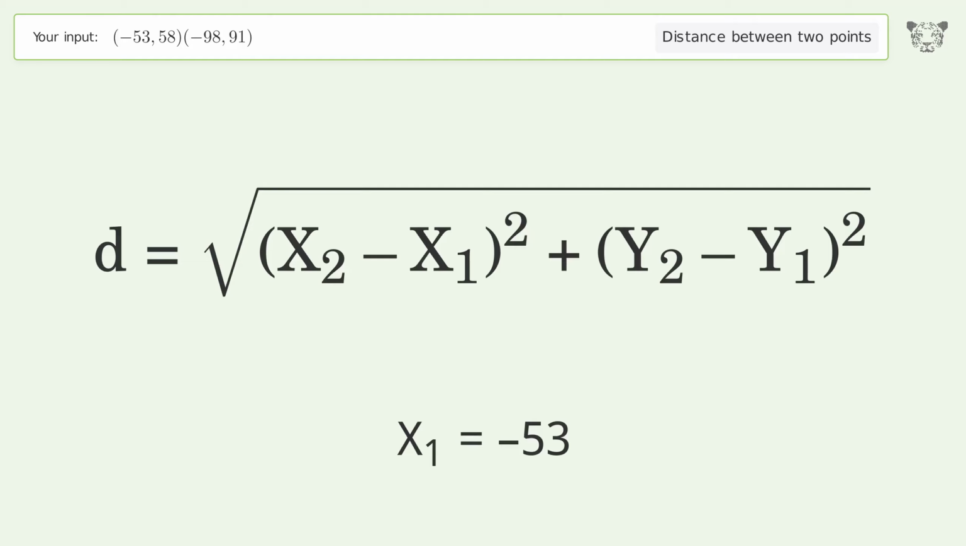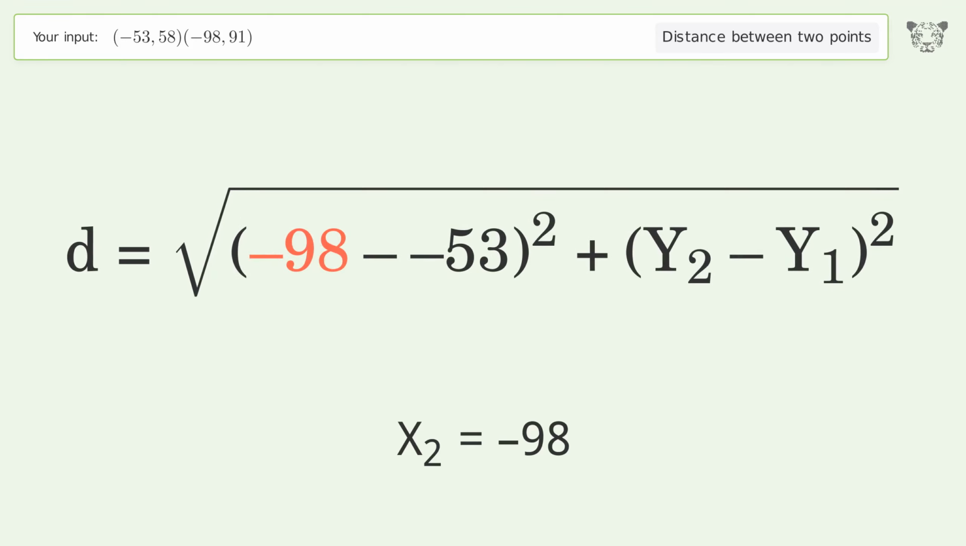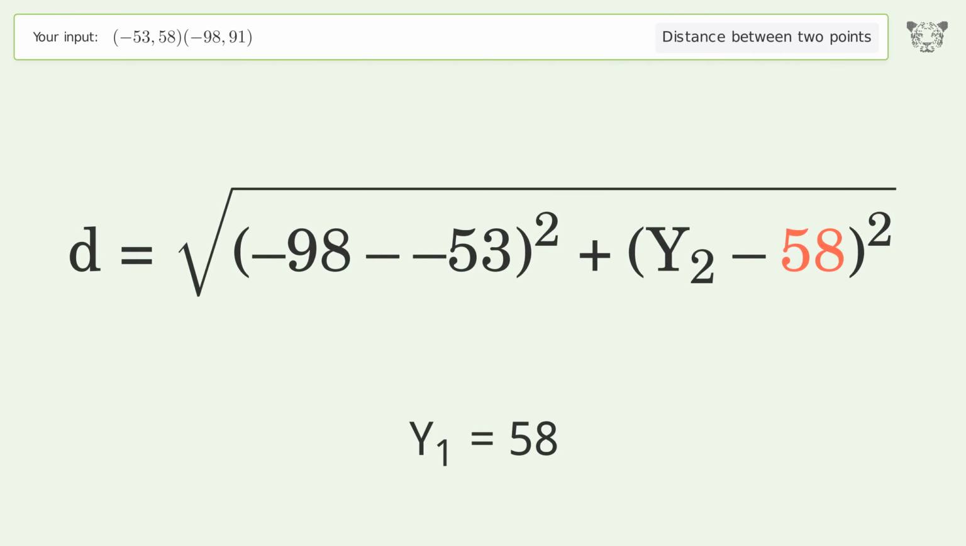x1 equals -53. x2 equals -98. y1 equals 58. y2 equals 91.